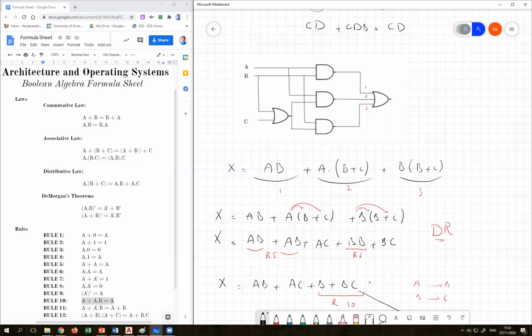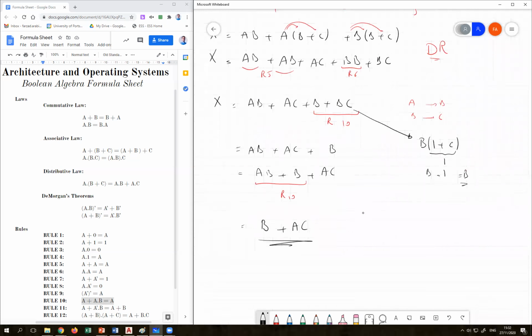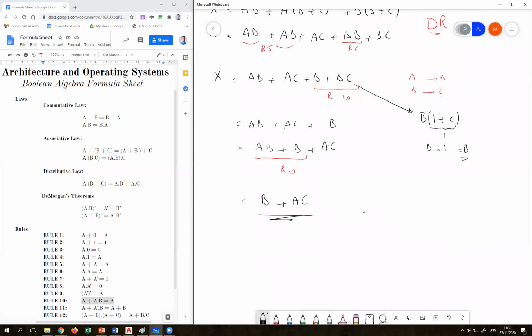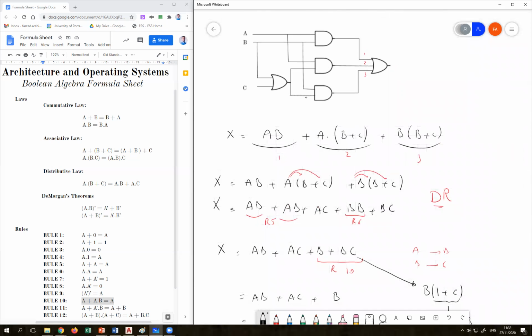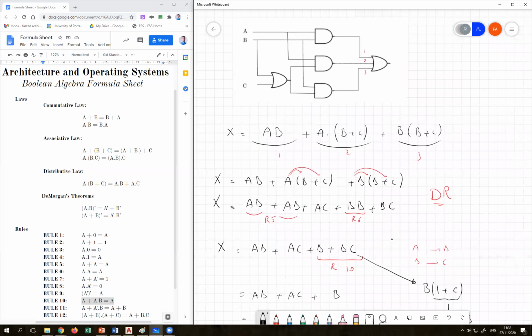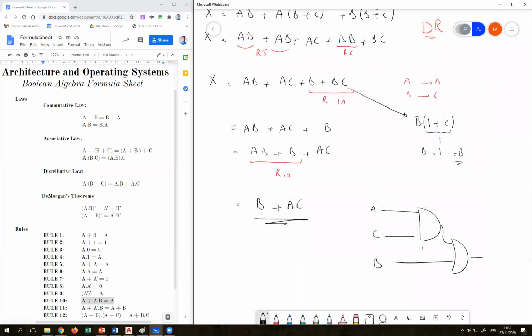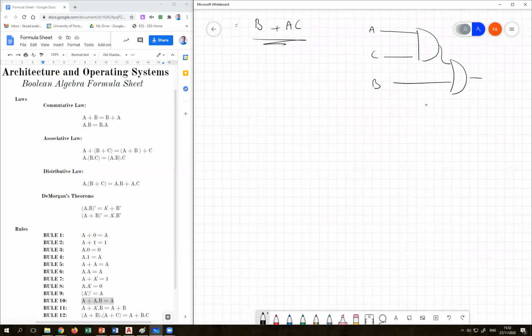As you see, we had 5 gates there, but by using all of these simplifying rules, what I got is A and C, or B. So as you see, we converted this complicated circuit, with 5 inputs, 5 gates and loads of operations, to the very simple one which we have here. That was the first example I wanted to solve.